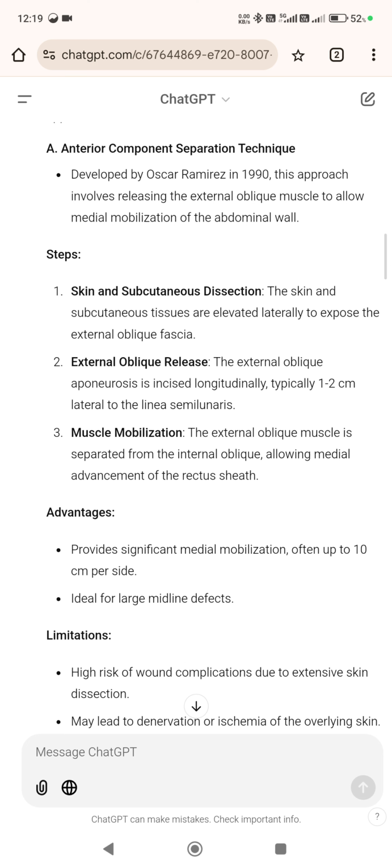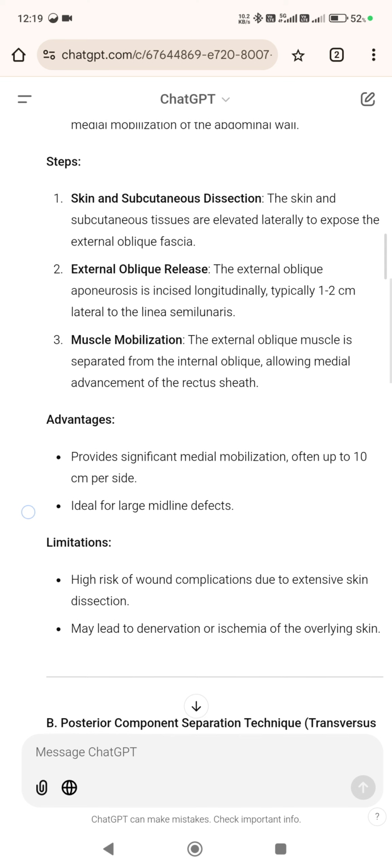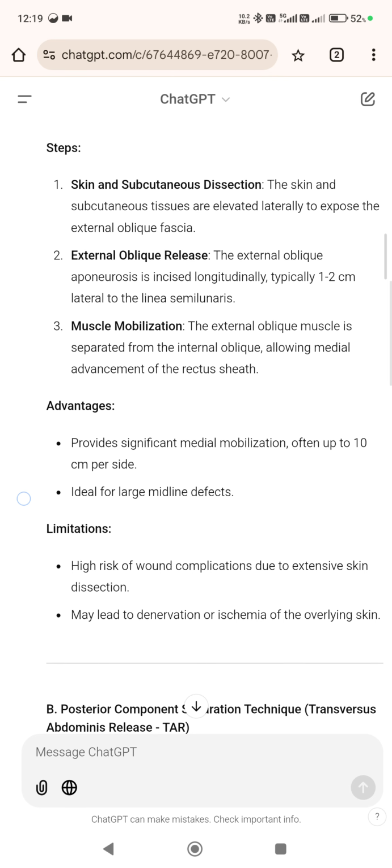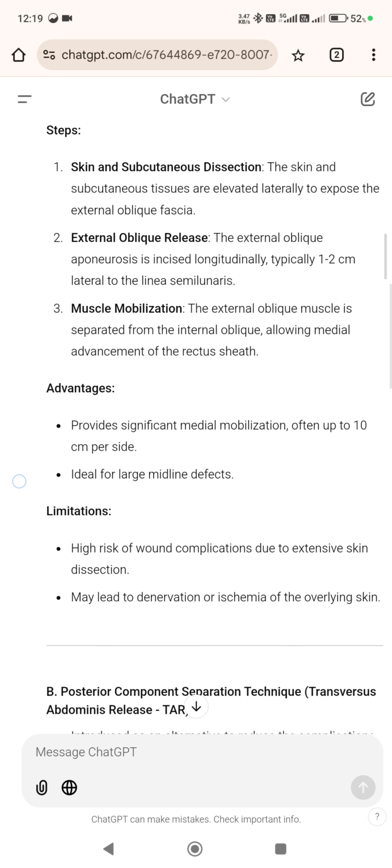The skin and subcutaneous tissues are elevated laterally to expose the external oblique fascia. 2. External oblique release. The external oblique aponeurosis is incised longitudinally, typically 1 to 2 centimeters lateral to the linea semilunaris. 3. Muscle mobilization. The external oblique muscle is separated from the internal oblique, allowing medial advancement of the rectus sheath.